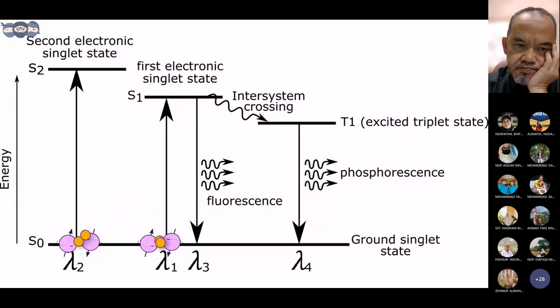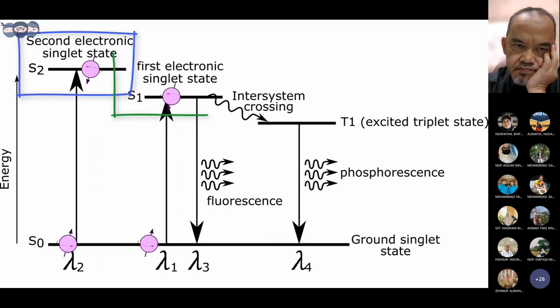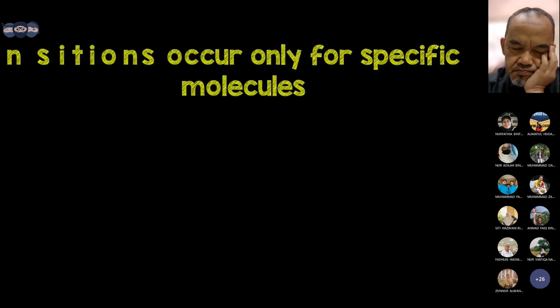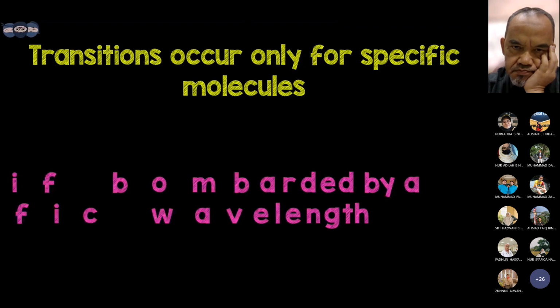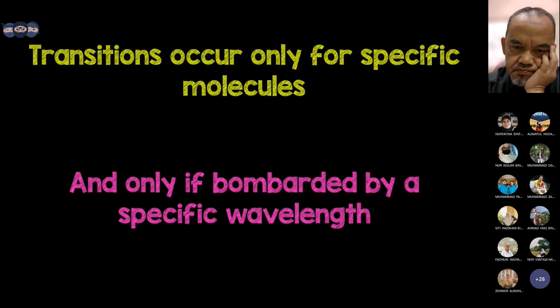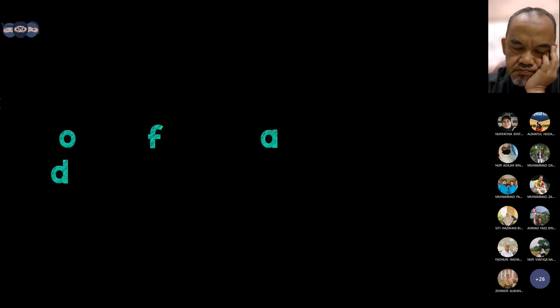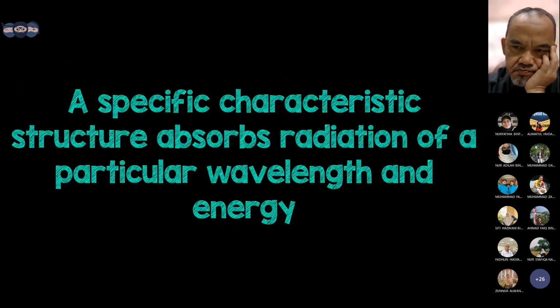When external radiations or EMR fall on the molecule, it absorbs the energy from external EMR. Due to this absorption, an electronic transition takes place, and molecules transition to higher electronic states, like second electronic singlet state or first electronic singlet state, as depicted in the diagram. It should be noted that electronic transitions will occur only for specific molecules and only when bombarded with specific wavelengths of EMR. This is because only radiation of a specific wavelength and energy is absorbed by a characteristic structure.